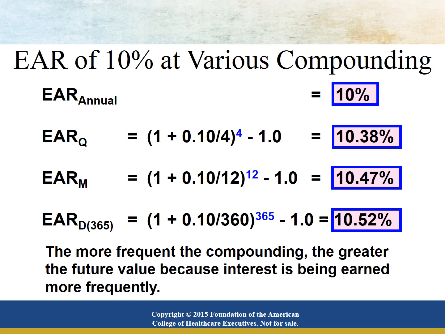If it's daily, you start doing the math here, now it's 10.5. So the more frequent the compounding, the greater the future value, because interest is being earned on interest.